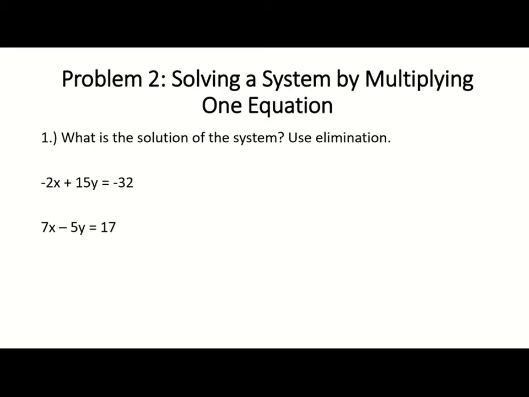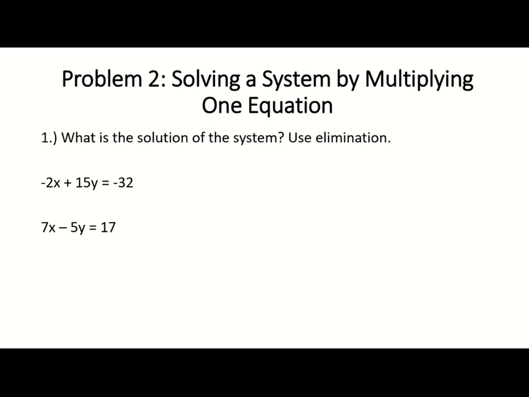Our next example, we're moving on to Problem 2, solving a system by multiplying one equation. So Problem 2, number 1, we want to know the solution of the system negative 2x plus 15y equals negative 32, and 7x minus 5y equals 17. So what we really want to use elimination is for either our x's or our y values to cancel out. So negative 2 and 7, my x's don't cancel, and 15 and negative 5, my y's don't cancel.